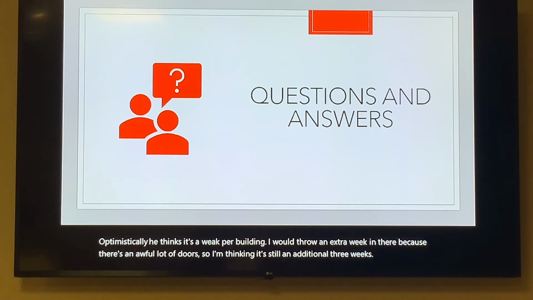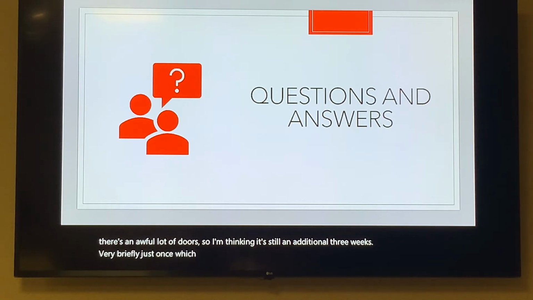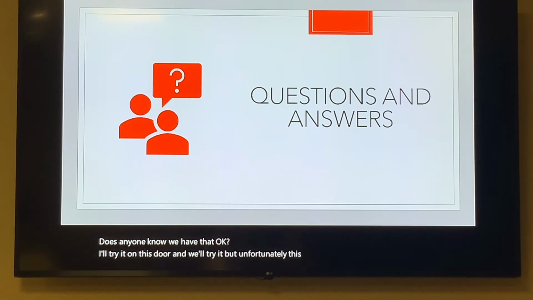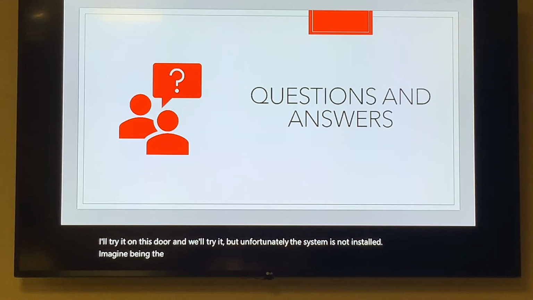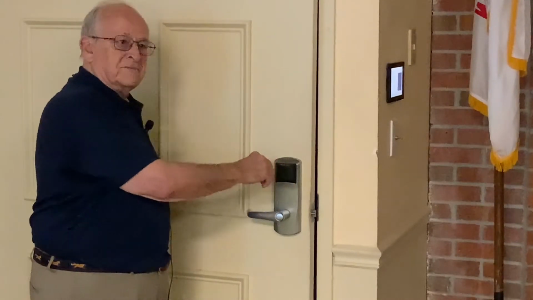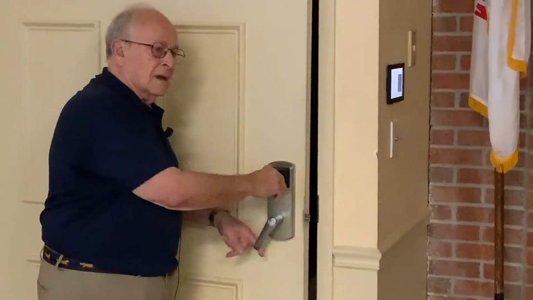Very briefly, just once, would you demonstrate how you use the fob on your door? Does anyone, do we have that? Okay. Well, I'll try it on this door and I'll try it on that door. But unfortunately, the system is not installed. So look over here and imagine that to be the keyhole. If you want to use the key, you have to put it in the keyhole, turn it, and open the door.